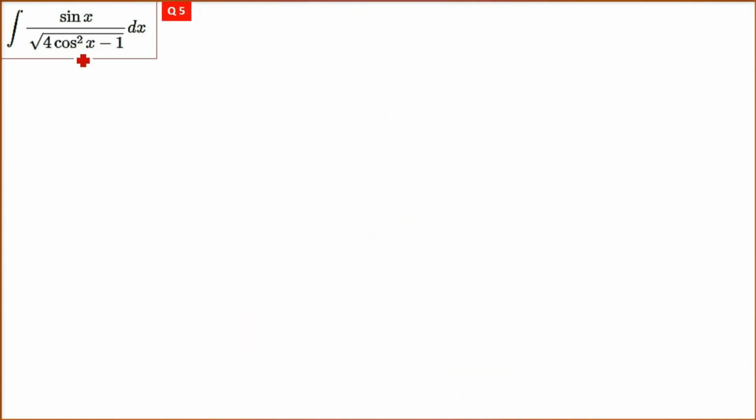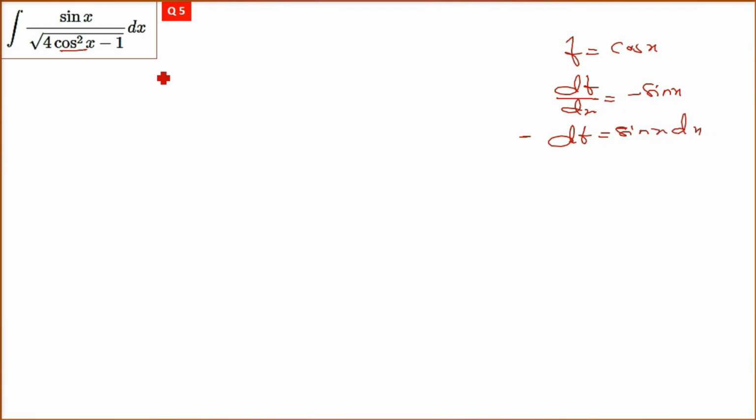Next is sin x divided by under root 4 cos square x minus 1. Now when we put cos x equals t, dt by dx will be equal to minus sin x. So this dt will be equal to what? Negative we take on the left hand side: dt will be equal to sin x dx. So this sin x dx we take as negative dt.